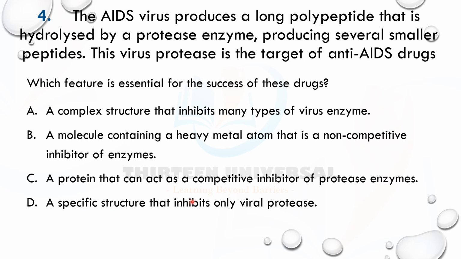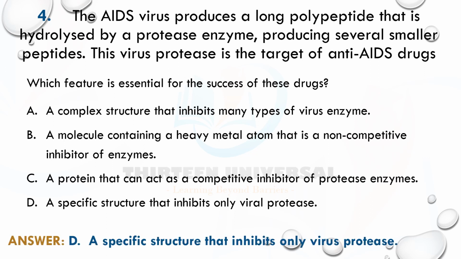This says a specific structure that inhibits only viral proteins. Yes, that's specificity. That's what we found out. So the viral protease is the target for anti-AIDS drugs. If it inhibits only viral proteins, that is okay. But if it inhibits other human enzymes, it will cause a lot of side effects. It should inhibit only viral proteins and kill off the virus in our body. We don't like viruses; they're bad. So the answer is D.